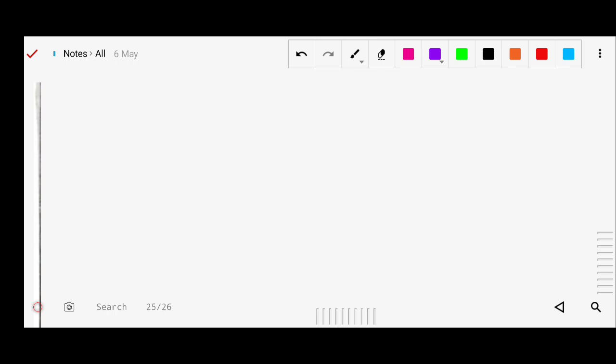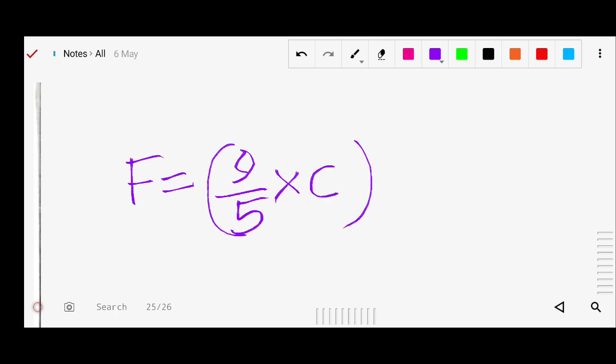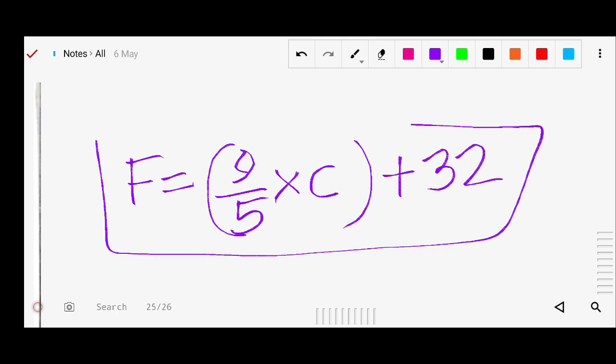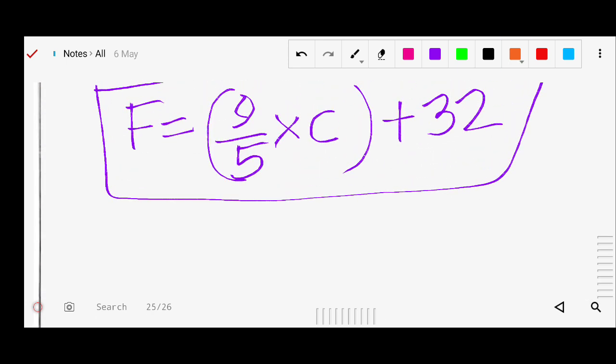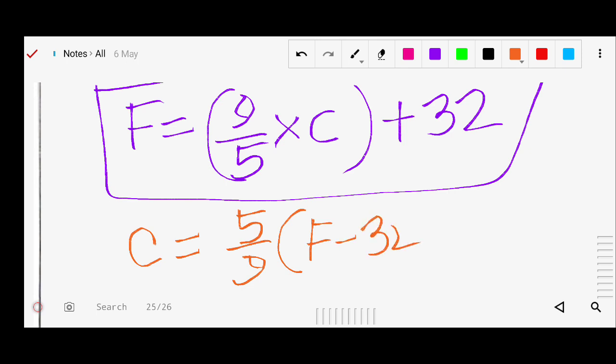The formula is F = (9/5) × C, that is the Celsius, and the whole added by 32. This is the formula to get the answer in terms of Fahrenheit. The second formula is C = (5/9)(F − 32). These formulas you have to note down and you have to learn.